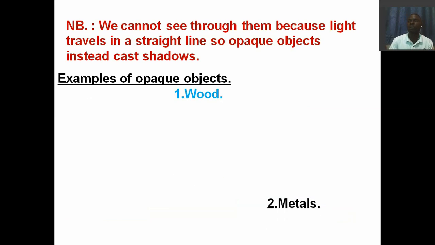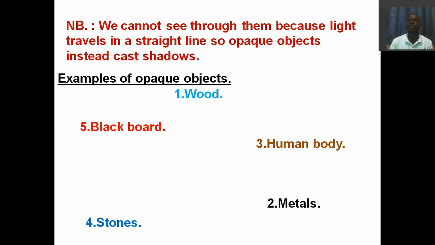One of the examples is wood. Wood is an example of an opaque object. Then metals are also opaque objects. Then the human body, your body, is an opaque object. It can't allow light to pass through. Stones are also opaque, blackboards are also opaque, walls are opaque.